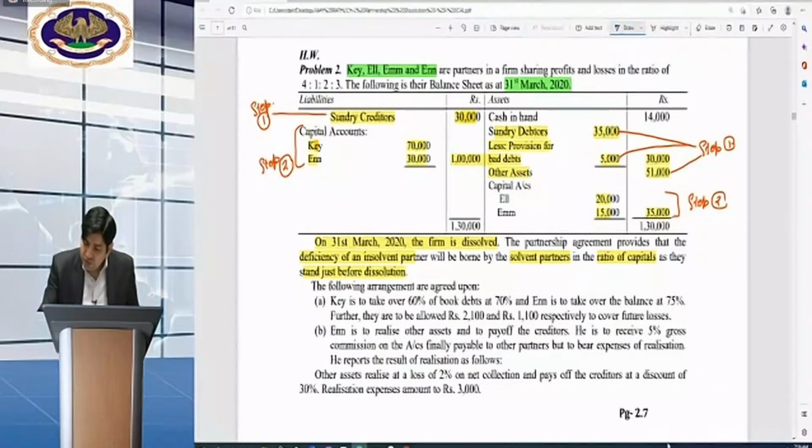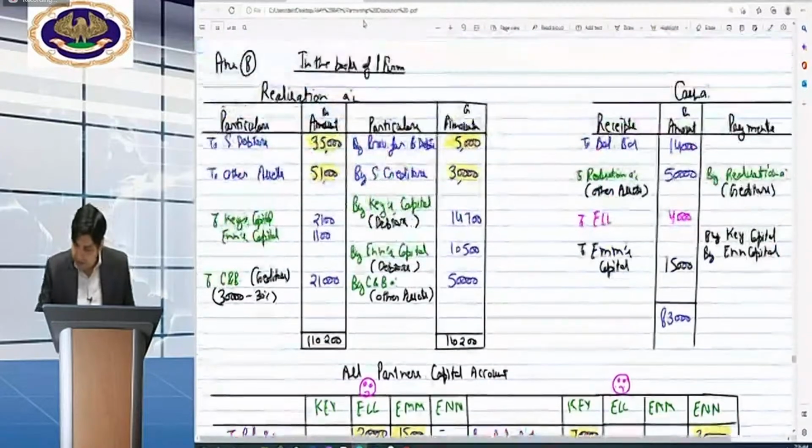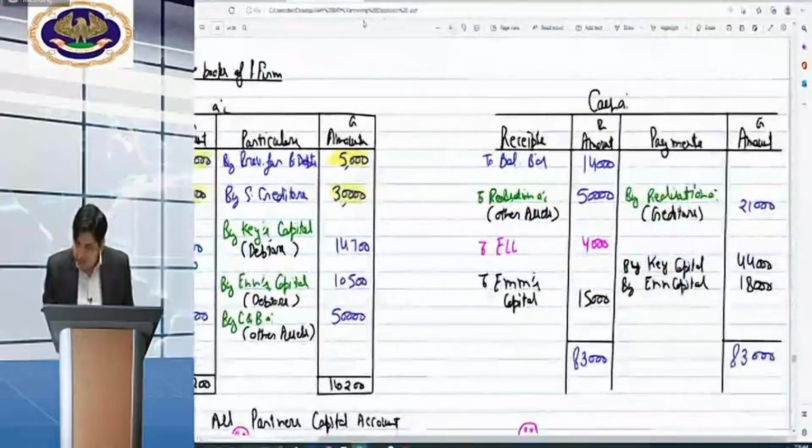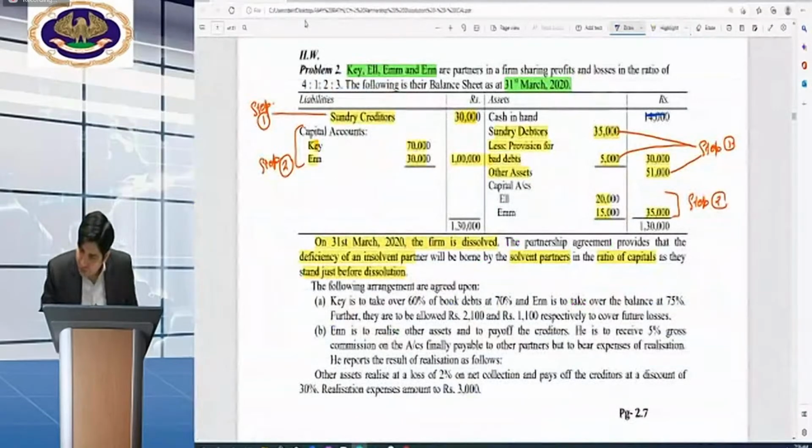And very good. One of the students reminded us, sir, cash and bank. Yes, you are right. This is also part of the step, that we have to shift cash and bank also. Thank you so much.